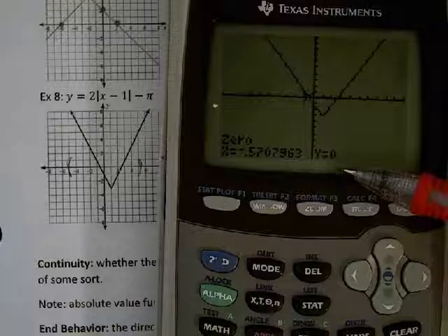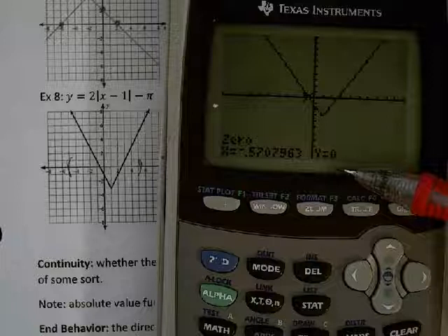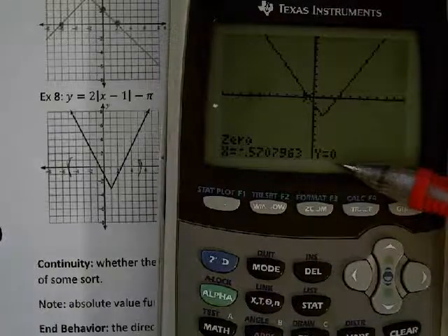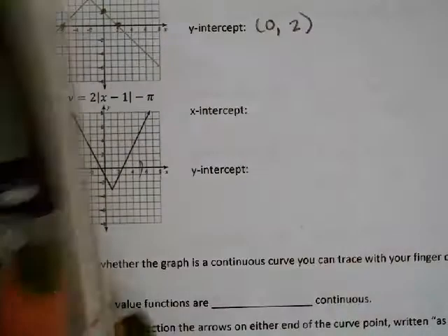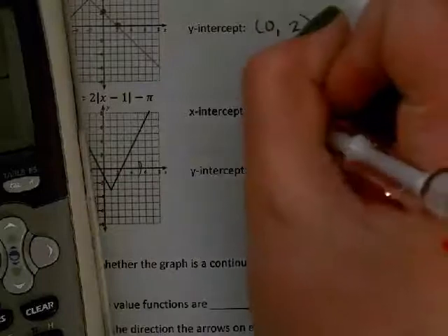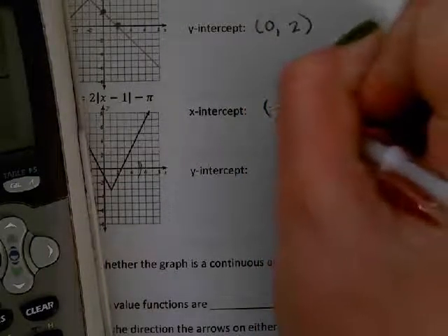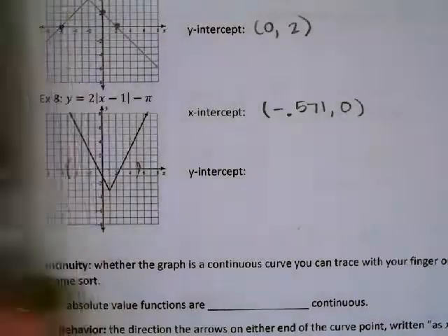Did you put it in as right bound? Did it say error? There you go. All right, so we've got our first x-intercept is -0.571, 0. And now we have to do it again because we do have a second x-intercept.